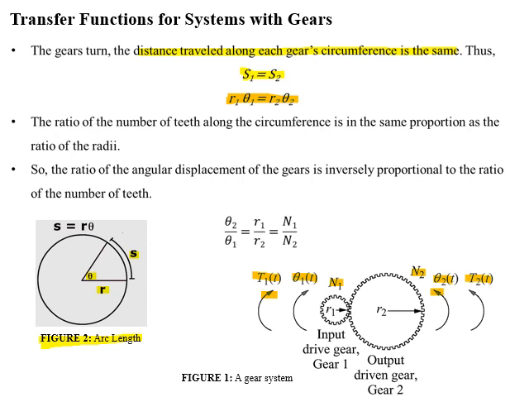The next point is that the ratio of number of teeth along the circumference is equal to the ratio of the radii of both discs. And the ratio of angular displacement of gears is inversely proportional to the ratio of number of teeth.